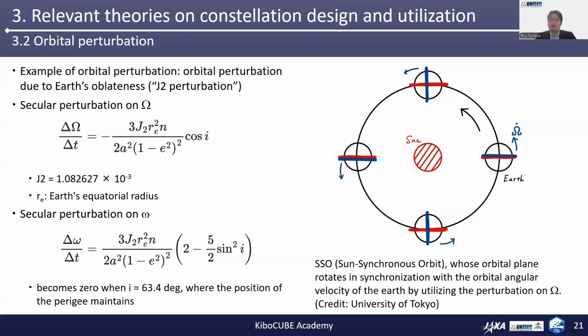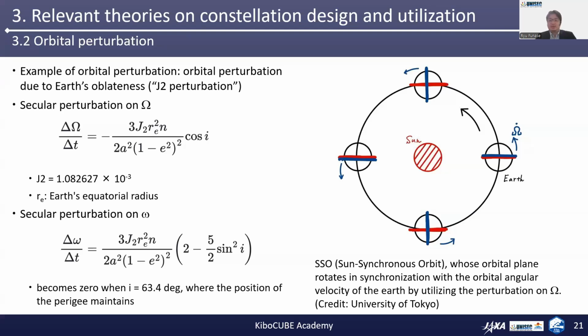Similarly, the time rate of change of small omega is given by the lower equation. Here, I will explain the sun-synchronous orbit, which is a satellite orbit utilizing the perturbation of large omega.